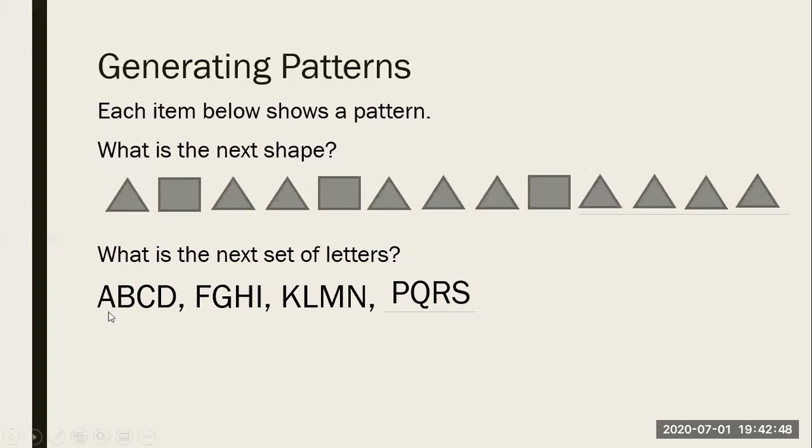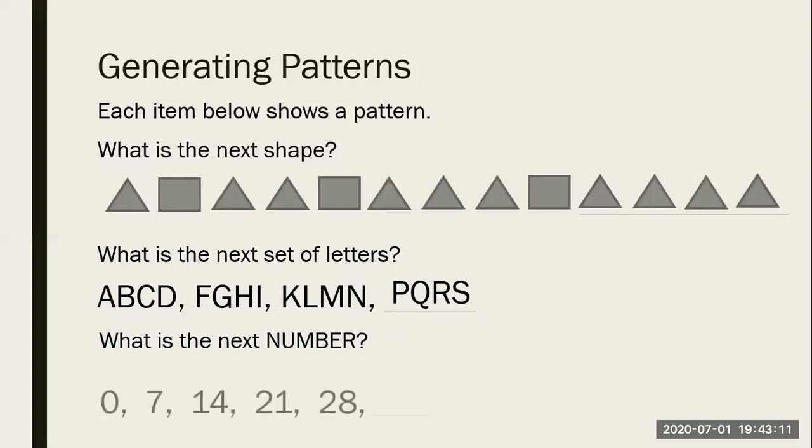So, sundin lang natin ang English alphabet. A, B, C, D, E is skip or remove. F, G, H, I, J is removed. Then K, L, M, N, O is removed. Then P, Q, R, S. Nakuha? Okay, very good.